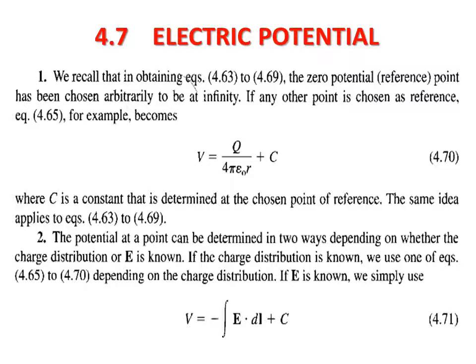Okay, point number 2: the potential at a point can be determined in two ways depending on whether the charge distribution or the electrical field intensity is known. If the charge distribution is known, we use one of the equations 4.65 to 4.70 depending on the charge distribution. If E is known, we simply use V equals minus the integral of E dot dl plus C.